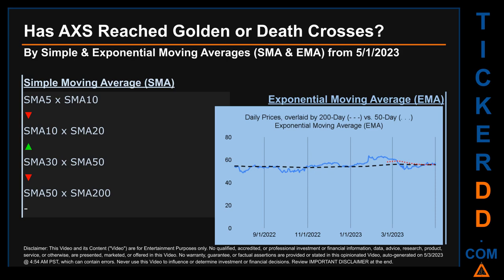Continuing with SMA, we looked across the 5 to 10, the 10 to 20, and the 30 to 50-day ranges to see if golden and death crosses had been reached. We could not find neither golden cross nor death cross signal for the 5 to 10, the 10 to 20, the 30 to 50, the 50 to 200.